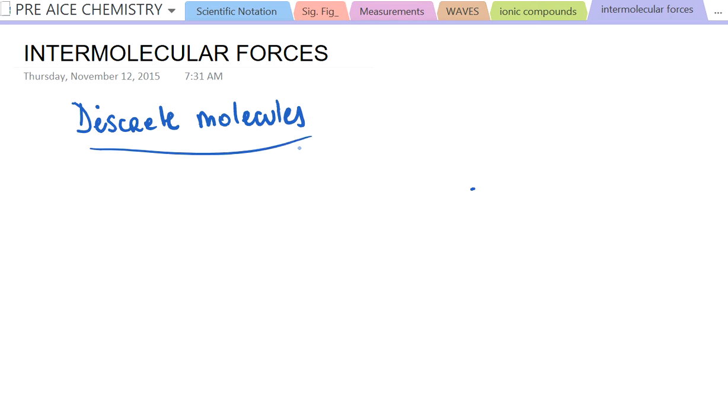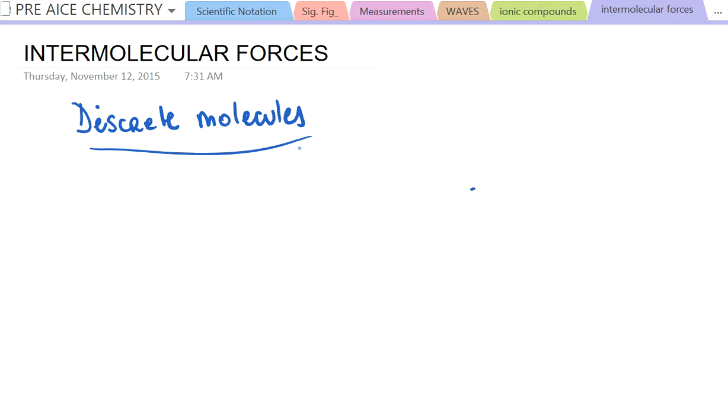First of all, when we talk about intermolecular forces, you need to understand that we are not going to talk about ionic compounds or giant covalent compounds or metallic compounds. It's only for the discrete molecules. What does that mean? Small molecules. So we are going to see the different intermolecular forces.